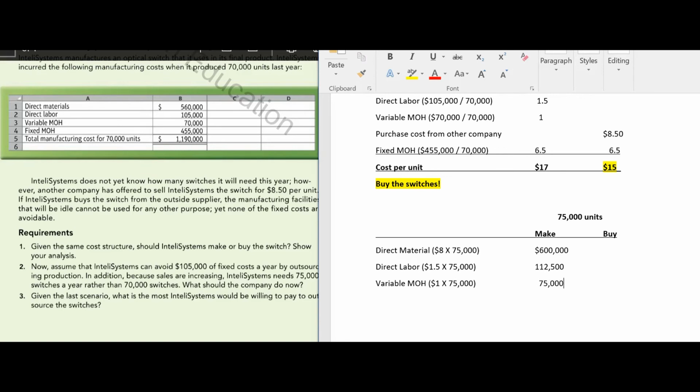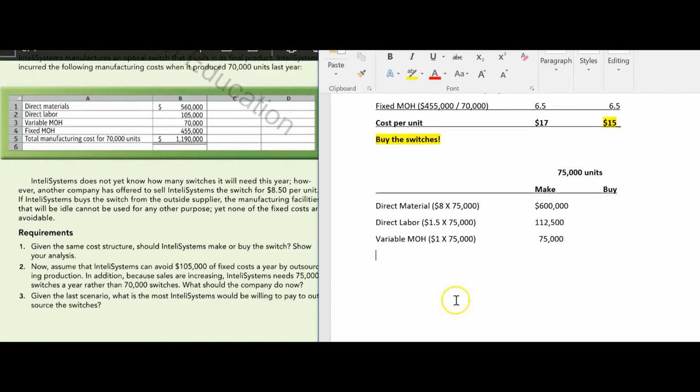Now they also have to spend their fixed overhead cost. Remember, fixed overhead is always fixed, right? Although we figured out the fixed overhead for one unit, it is always fixed. So even though they are making 5,000 extra switches, their total fixed overhead will still be 455,000. So we're going to use this total amount for fixed manufacturing overhead, and we don't need to worry about per unit and multiplying it.